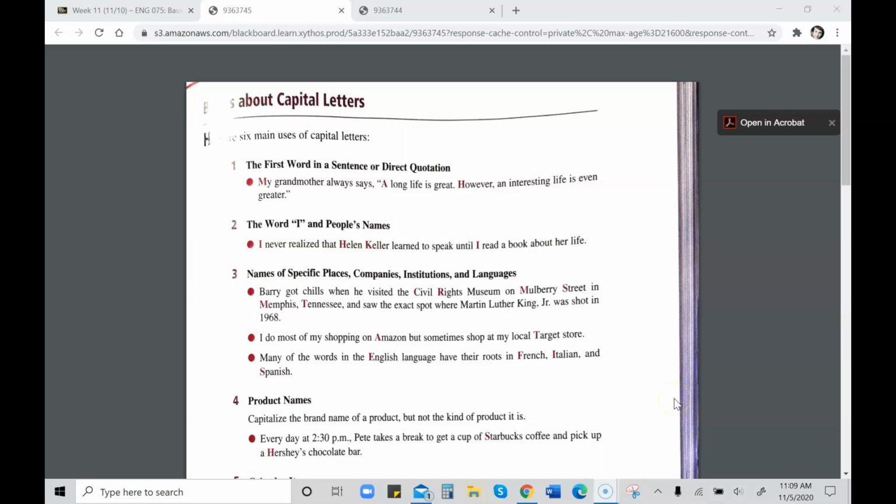All right, so we are back again with some more editing, and this time it's going to be all about those capital letters. So again, this should be familiar to you. You did some work in Writing Center number 7 for this.